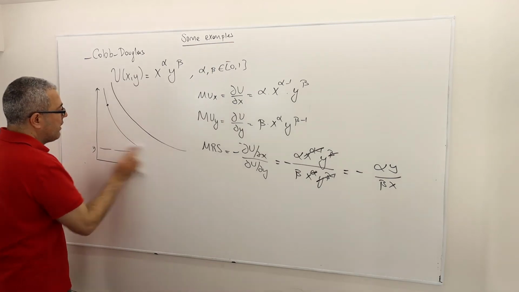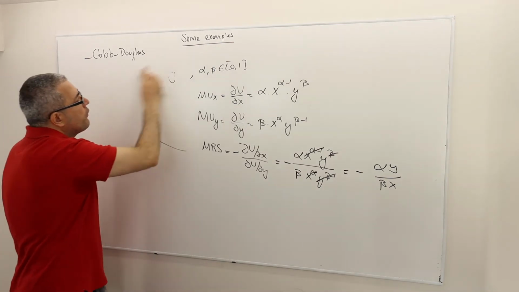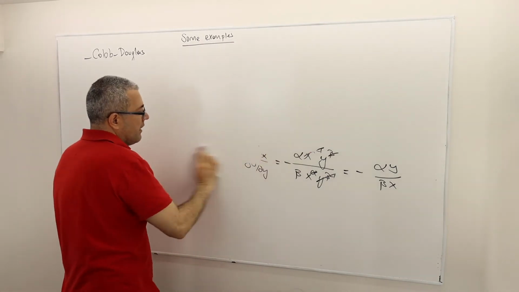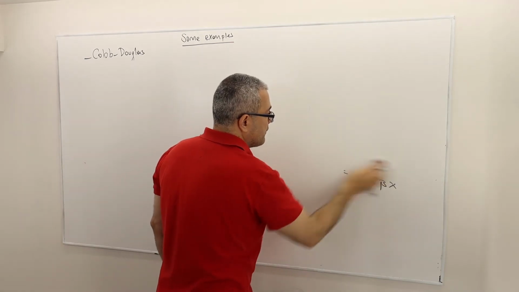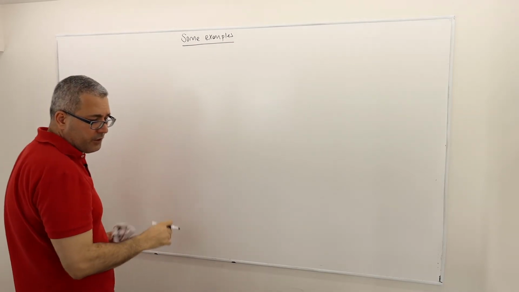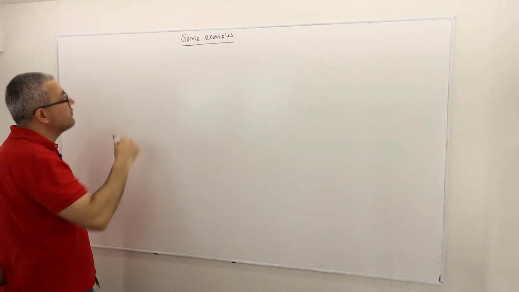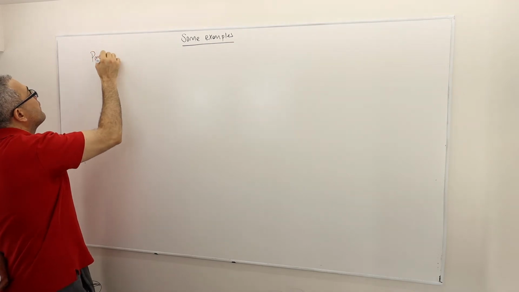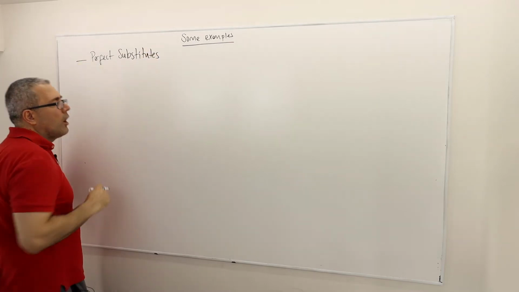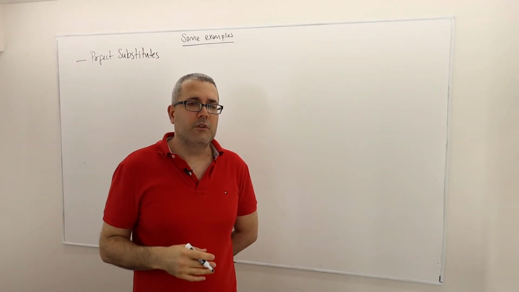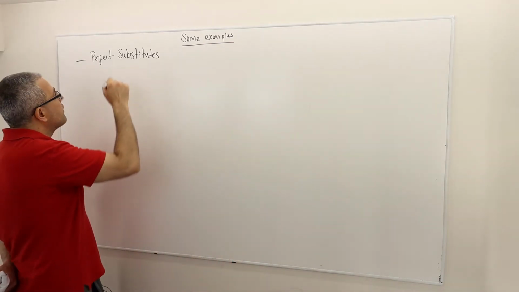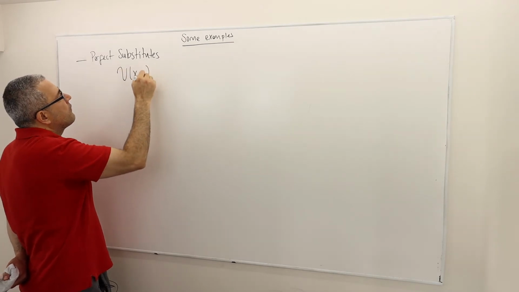Well, what is next? The next is what we call perfect substitutes. We also use this utility function a lot, and unfortunately it gives a lot of trouble to our students, mainly because these utility functions are not differentiable. The standard optimization problems like the Lagrangian are not going to work in perfect substitute examples. So the utility function is of this form.